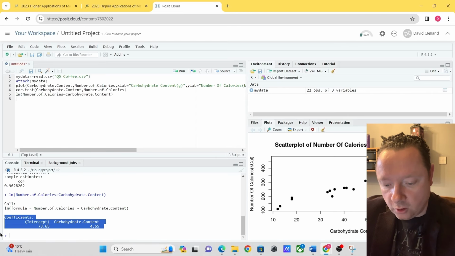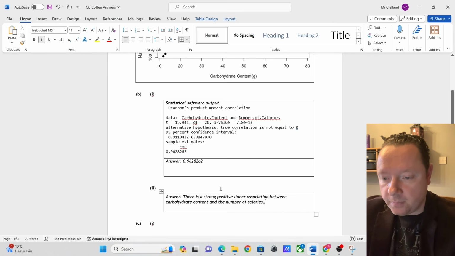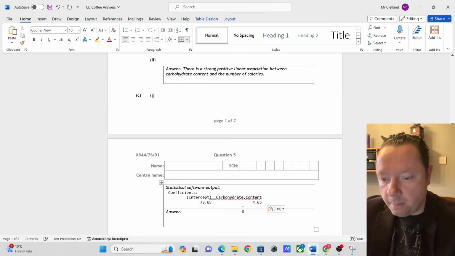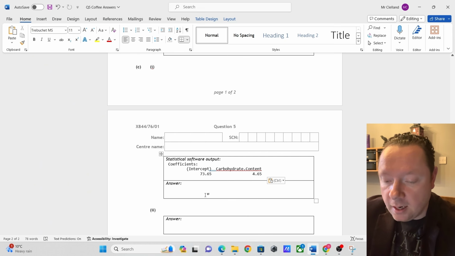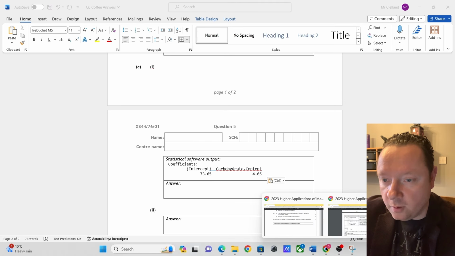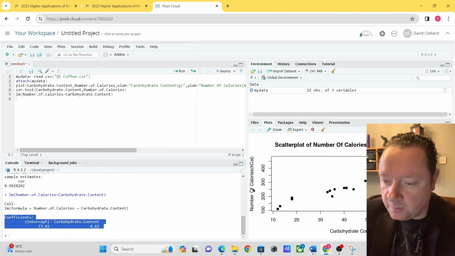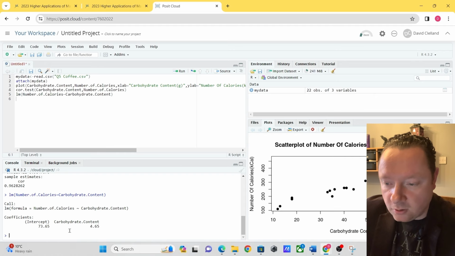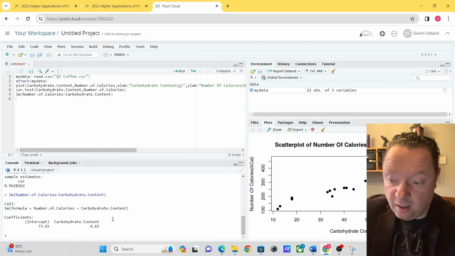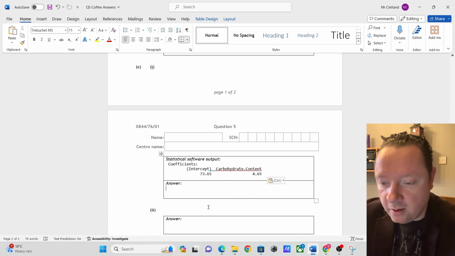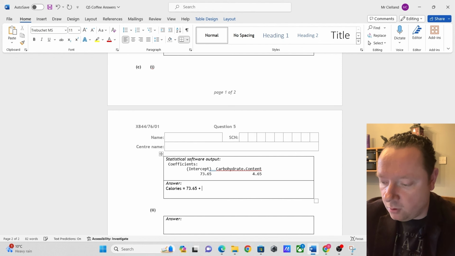Let's just copy that over to our answer sheet. So there's the output. That gives us the equation quite easily. Because if you go back to, let's go to RStudio for a moment. Number of calories is up beside and carbohydrate content's on the bottom. This tells us that the number of calories, or just calories, equals the first number plus the second number times the carbohydrate content. So we just need to write that. So number of calories, I'll just type calories actually, you'll be fine with that. Calories equals 73.65 plus 4.65 times carbohydrate.